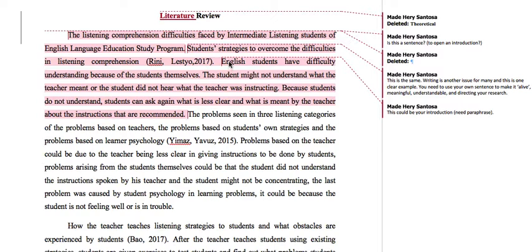Okay, now let's have a look at the writing itself. I don't think that you review this quite nicely, because it seems that you put in a kind of titling here. This is also not a good sentence: the listening comprehension difficulties faced by intermediate listening students of English language education study programs. I don't know whether this is a paragraph. I think this is a kind of title or a section, but this is not the way it is done. In a literature review you have to tell a story, narrate, even if you are using a story term, yeah. You have to tell the stories, in this case, of the writing. And then the second sentence, student strategies to overcome the difficulties in listening comprehension, I'm not sure whether this is also part of a paragraph.